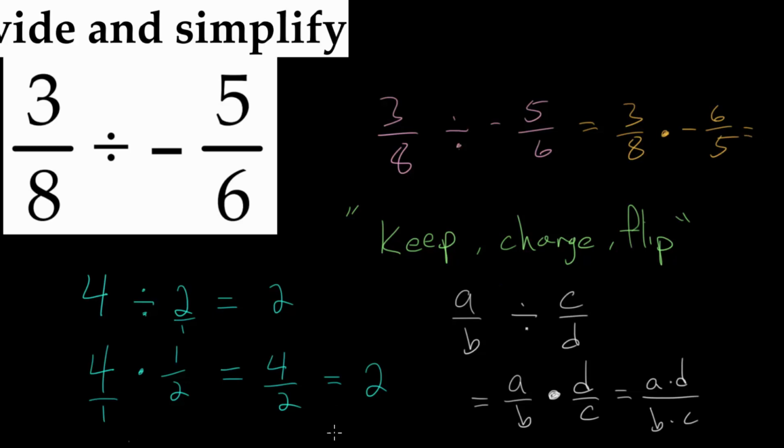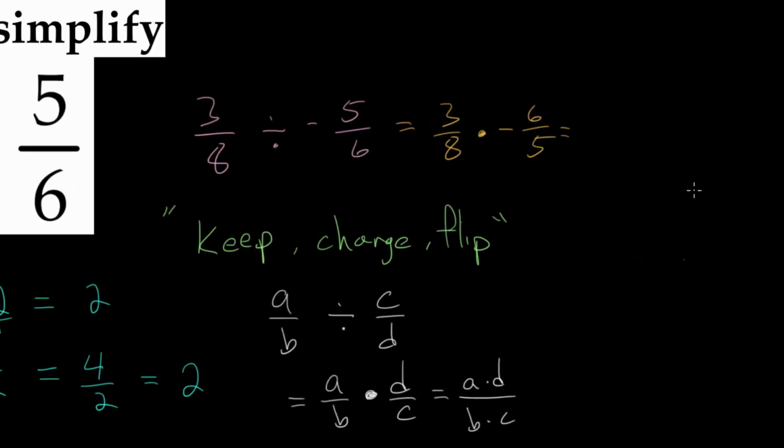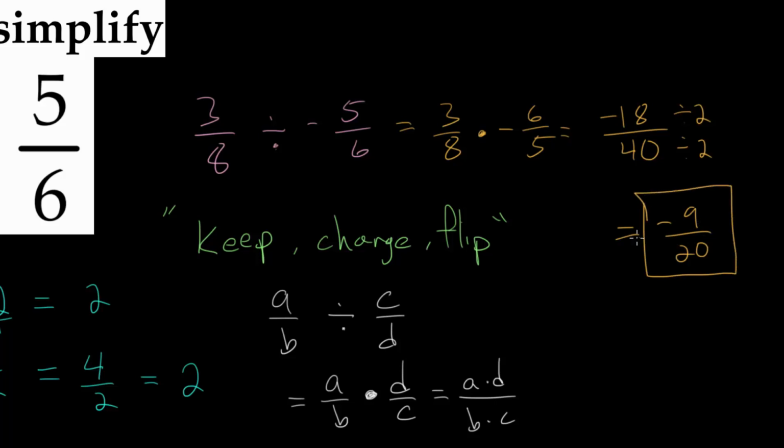So let me make a little bit of room so we can finish that. We have 3 multiplied by -6, which would be minus 18. And we have 8 times 5, which is 40. And we can notice that the numerator and denominator are both divisible by 2. So we can divide top and bottom by 2 to get minus 9 over 20. So this right here should be our final answer.